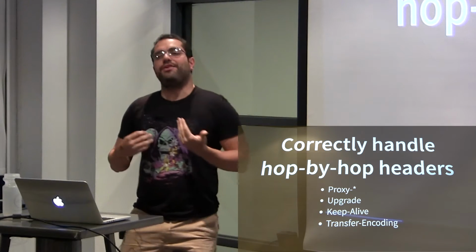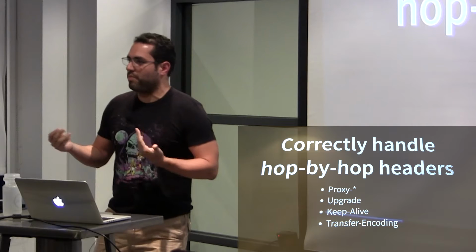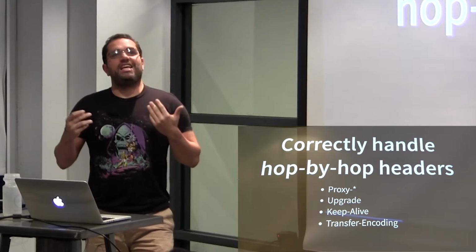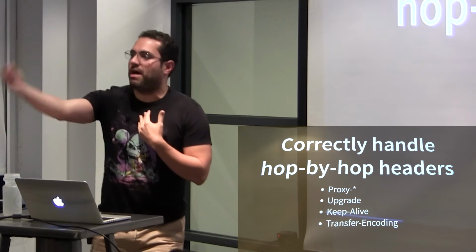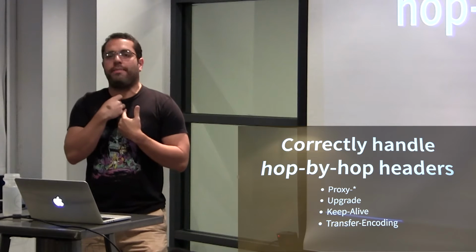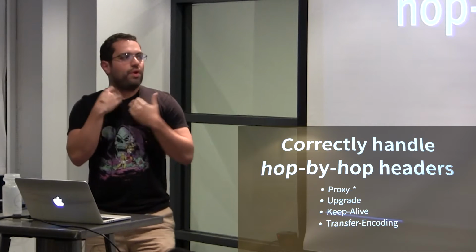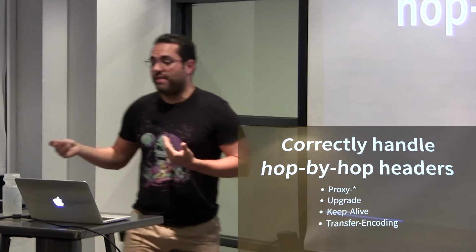So there's a bunch of headers that you have to worry about when you're doing proxying, and you have to remember: is this a header that I should send downstream, or is this a header that only makes sense to me as a proxy? So you have to consider this when you're building this kind of solution as well.